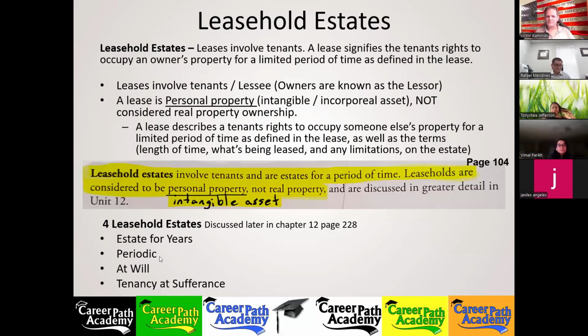A periodic estate, also known as an estate from period to period, is a leasehold estate that automatically renews for the same amount of time that the original lease was written for. So it's a lease that does not expire. It does not have an expiration date, an end date in it. Instead, the date that is in it, it does have dates, but that is not an end date. It's a renewal date. So a periodic estate, it could be for a month, 3 months, 6 months, a year, 2 years. But the dates that are in it is not an end date. It has a start date and a renewal date.